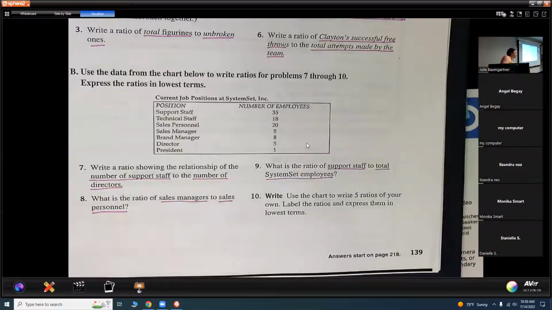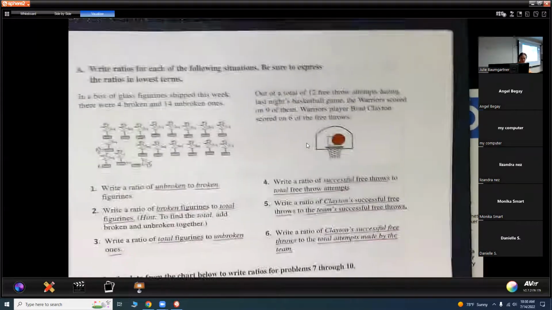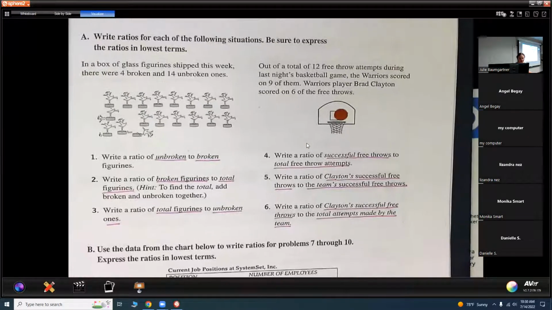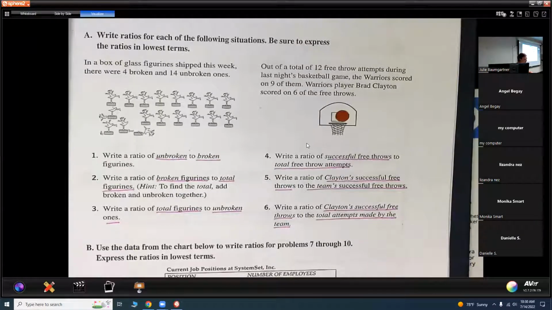All right, you guys still working a little bit? Ready to talk about these ones? Yes, no, maybe so. Okay, awesome. Shouldn't have felt hopefully too impossibly hard. So what is our ratio of unbroken to broken figurines?